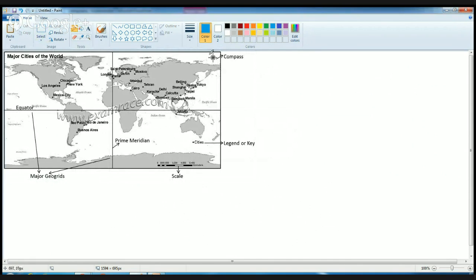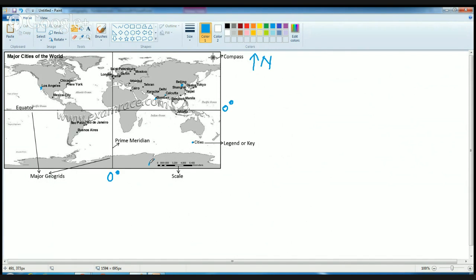First, every map must have a compass or north. Then you have a legend. That means all the dots here represent cities. That means Beijing is a city, Calcutta is a city, Bombay is a city, Los Angeles is a city. Then you have the major grids that are passing through. This is the 0 degree equator, and this is the 0 degree or the prime meridian.